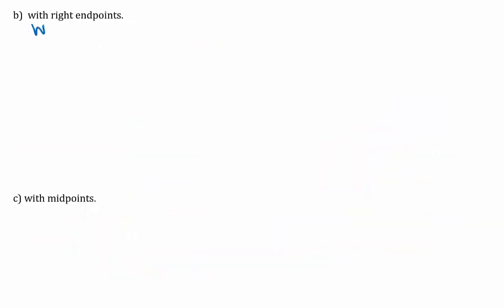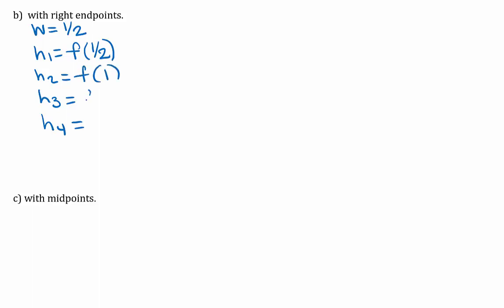So my width is the same. The width is still 1/2, but my heights are going to be a little bit different because I'm using right endpoints. The first one, we're going to take the function evaluated at 1/2, the right side of that rectangle. The second one would be at 1. The third one would be at 1.5, and the fourth one is now going to be f of 2.